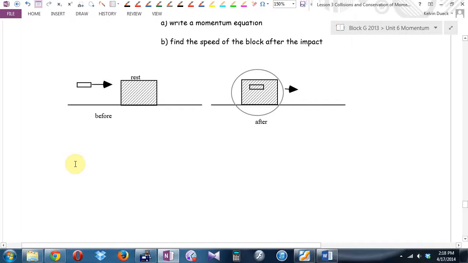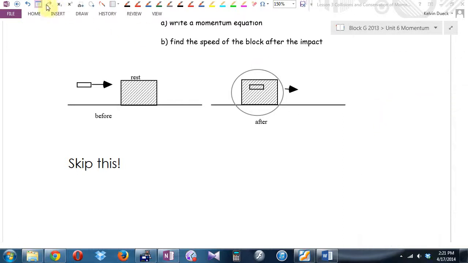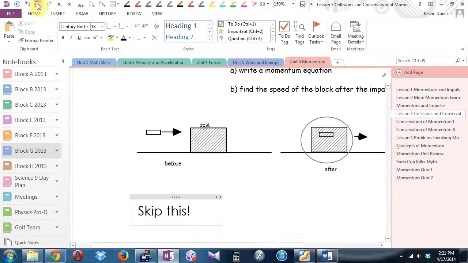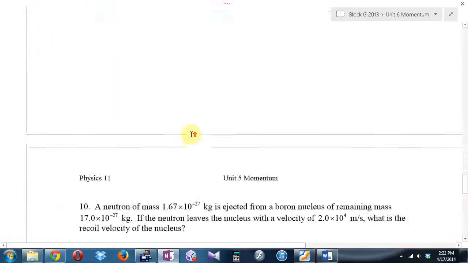I want to get you started on the homework, because with Easter weekend, I don't want you to have a whole bunch of homework, so let me hand this out. Take a look at what I just gave you. The first sheet is called Conservation of Momentum 1. Why? Because it's the first conservation of momentum sheet.